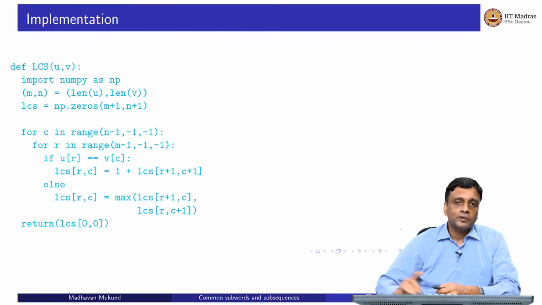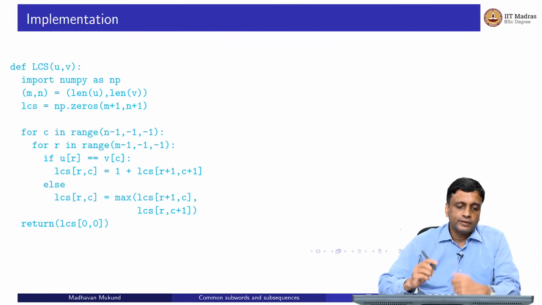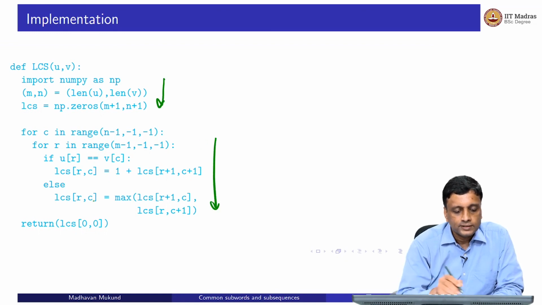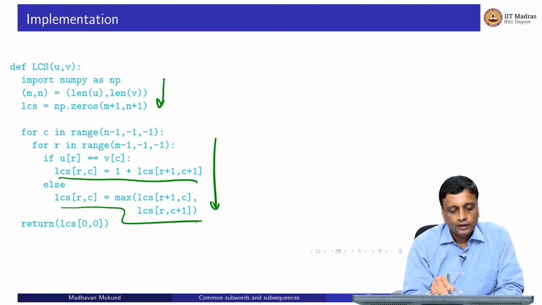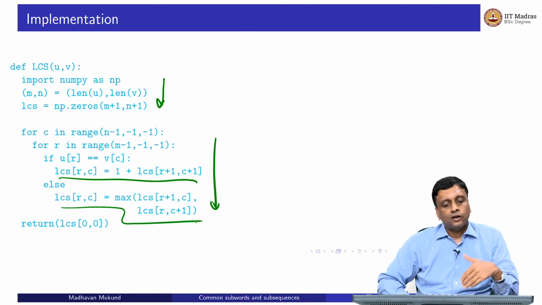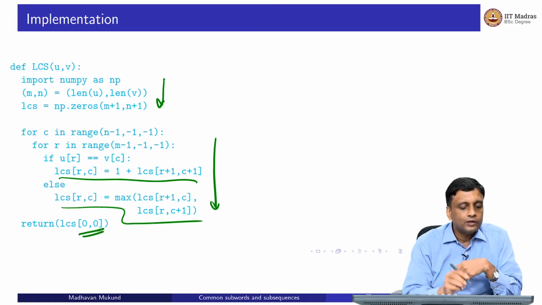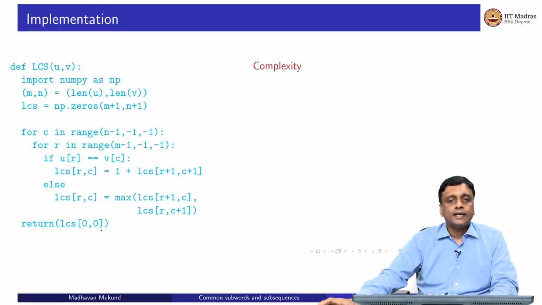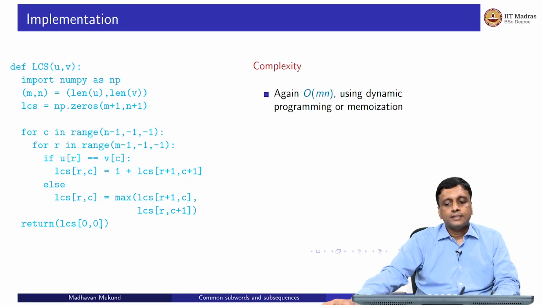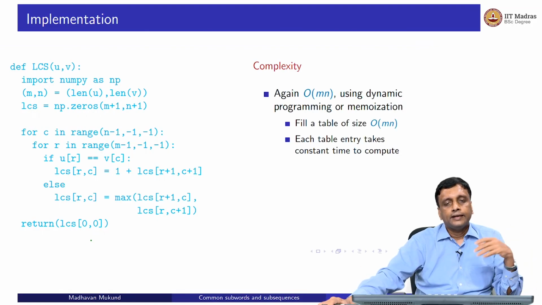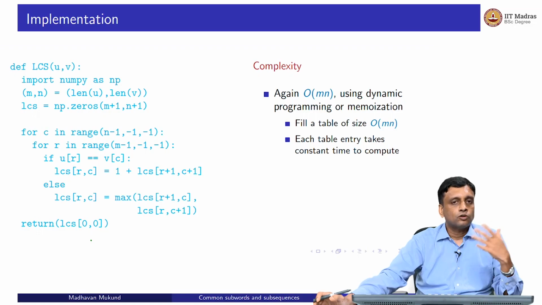It's even more straightforward than LCW because I don't have to keep this maximum. I just set up this array with zeros, run through it, and use the two inductive cases: either I do 1 plus the diagonal, or I do the maximum of the two things which are 1 below and 1 to the right. This is the easy thing, and finally I return the value at 0, 0. So just like LCW, LCS also fills up this m times n table, and each entry takes constant time. So this also takes time proportional to m times n.